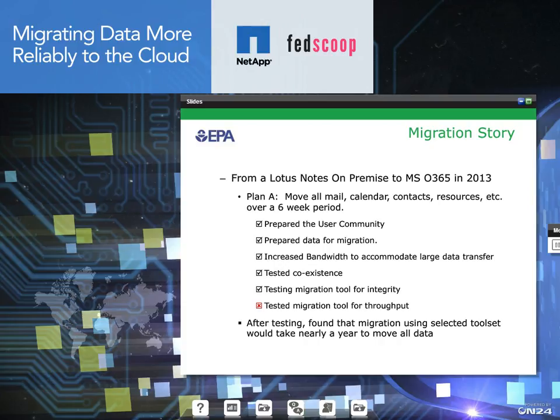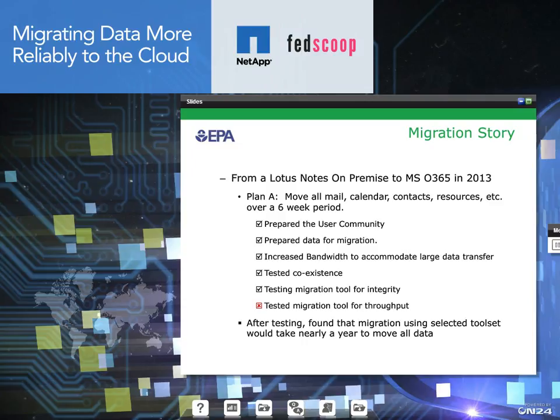We spent an extensive amount of time and effort in preparing our user community for this transition, preparing our data for the migration, making sure it was in an appropriate shape for migration. We increased our bandwidth in order to move that volume of data over. We tested the coexistence, since we would be coexisting between our existing system and the new system, our on-premise Notes and our cloud-based Office 365.